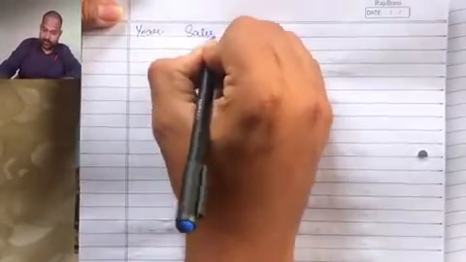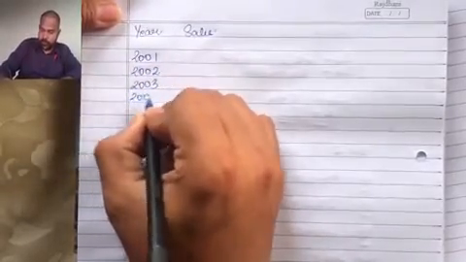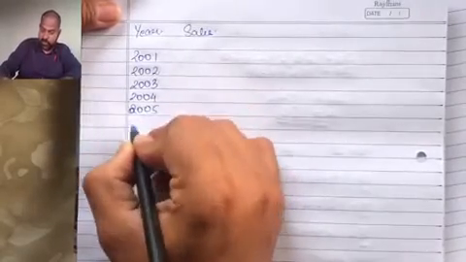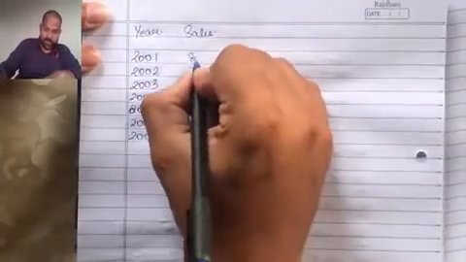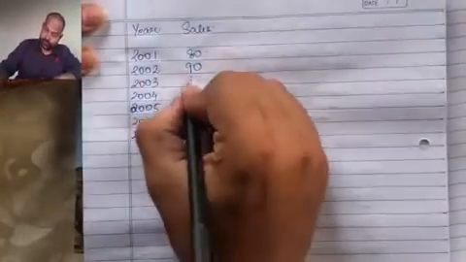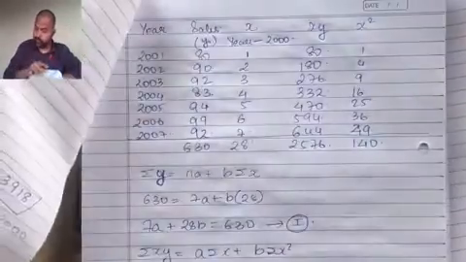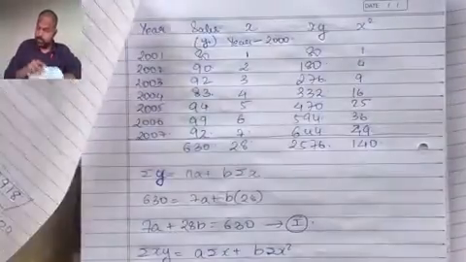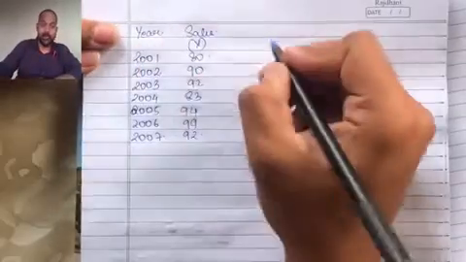Well, again, I am going to write down the question and say year and sales. For the year 2001, 2002, 2003, 2004, 2005, 2006, 2007. Sales were 80. I think I should have this by heart by now, considering the number of times I've done this. 80, 90, 92, 83, 94, 99, 92.